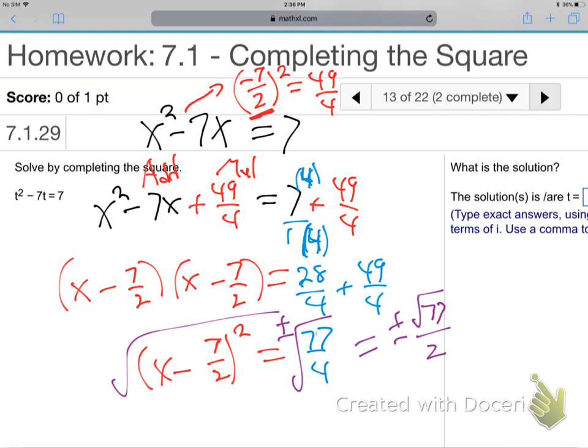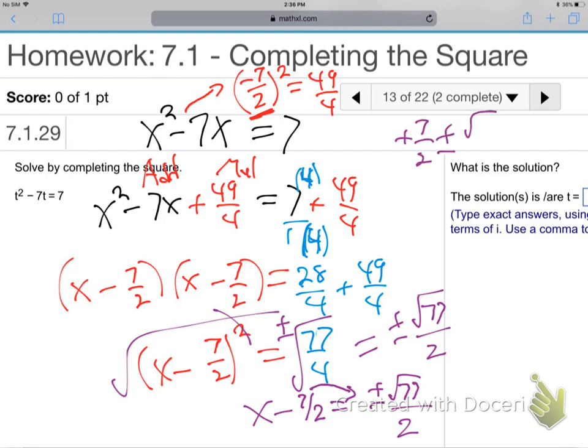Like that? That good? Other side, rooting cancels squaring. So we get x minus 7/2 is plus or minus root 77 over 2. Last step. Just jump that minus 7/2 to the other side. Becomes a positive 7/2. So the answer, I'm running out of room completely: positive 7/2 plus or minus root 77 over 2.